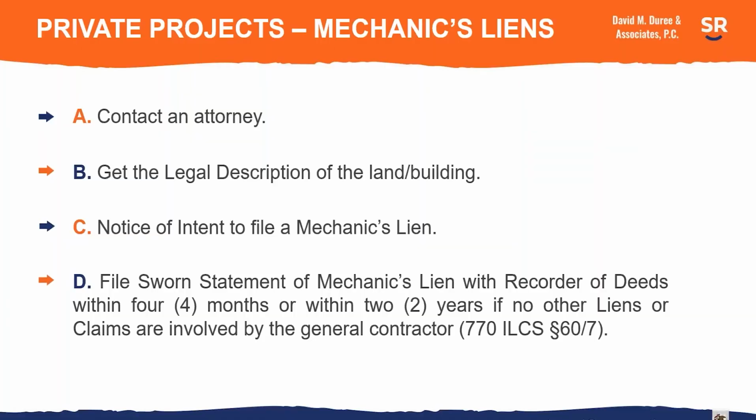Your projects are broken into two major types, either a private project or a public project. For most public projects, you can't file a mechanic's lien. But there is a bond that has to be provided by the general contractor once you get above a certain amount of the project. Really, most projects that you would be involved in would be above that amount. So the public body would be obligated to require the general contractor to provide payment bonds as well as performance bonds.